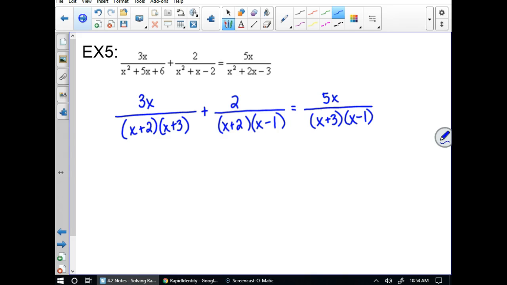Okay? So we're going to take a deep breath. Least common denominator. Just start with your first denominator. You know you have to have an x plus 2 and an x plus 3. And then when you look at the second denominator, you have x plus 2, but that's already there, so you don't have to write it again. And you have an x minus 1, so we need to add that x minus 1 in. And then when we look at the third denominator, we have an x plus 3, but that's already there, and an x minus 1, but that's already there. So we don't have to add anything else. These three right here are sufficient.